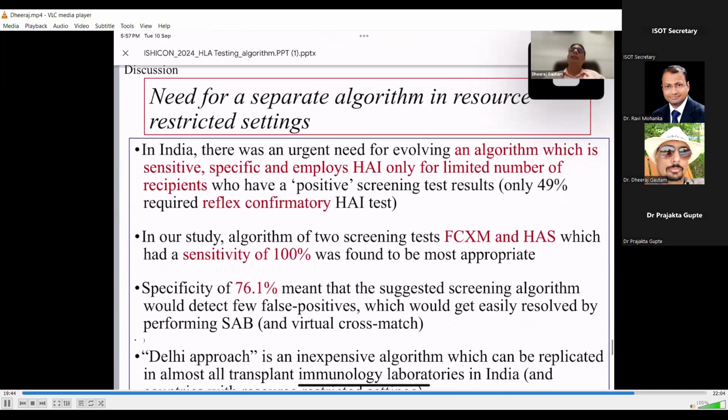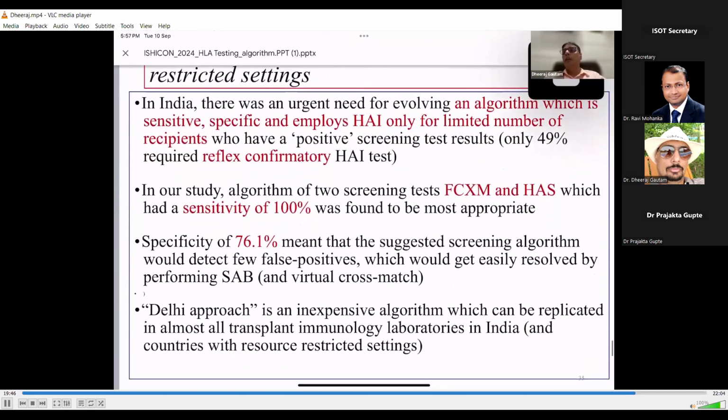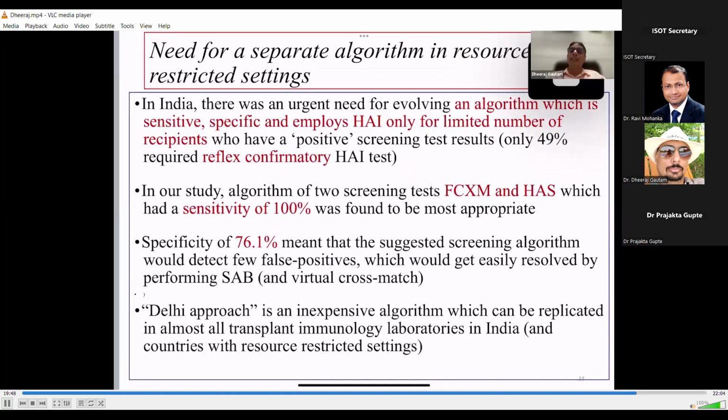In India, there was an urgent need for evolving an algorithm which is sensitive, specific, and employs HAI only for a limited number of recipients who have a positive screening test result. Only 49% required reflex confirmatory HAI test. In our study, an algorithm of 2 screening tests, that is flow cytometry and HLA based, which has a sensitivity of 100%, was found to be more appropriate.